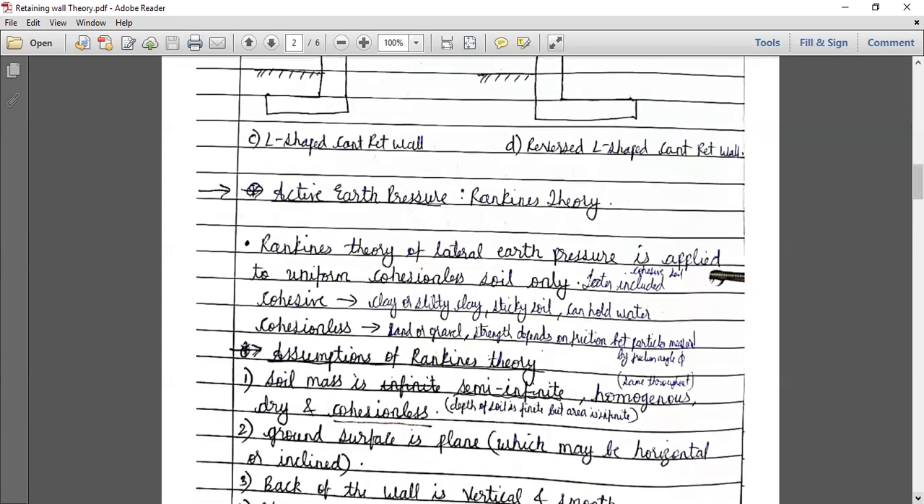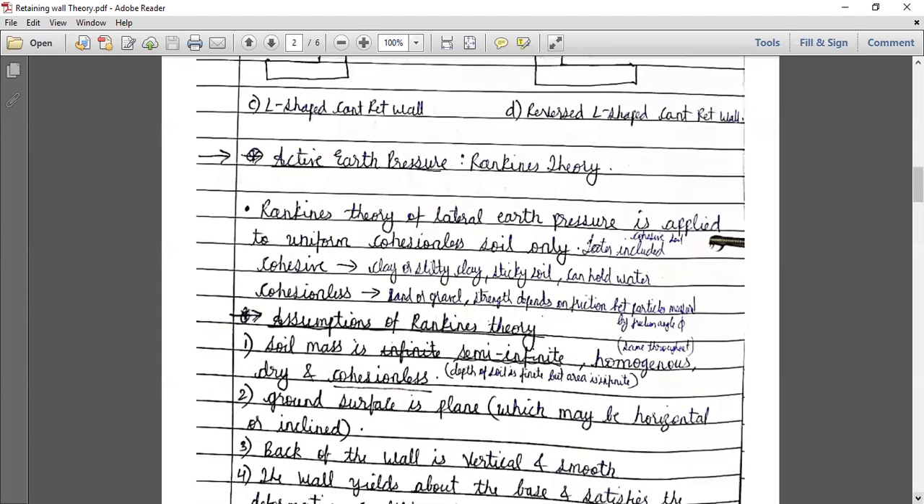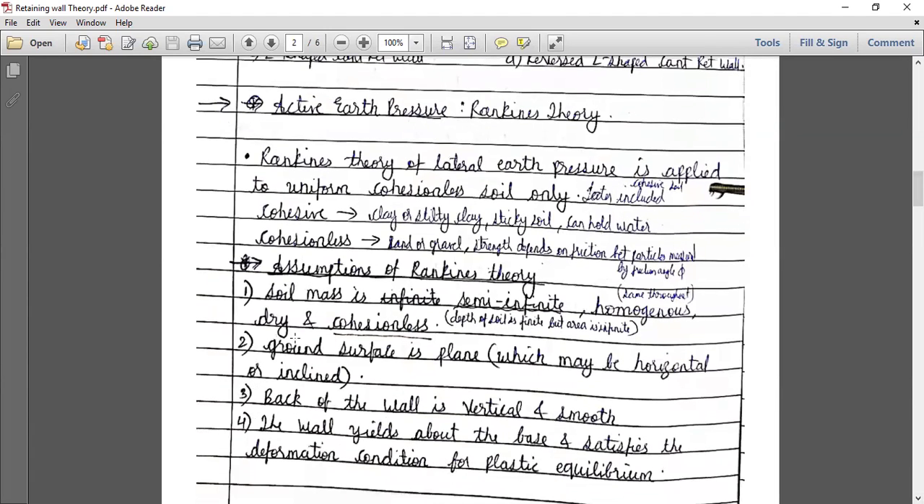Now let us understand the assumptions of Rankine's theory. The first assumption is that the soil mass is semi-infinite, homogeneous, dry, and cohesionless. What do you mean by semi-infinite? Semi-infinite means the depth of the soil is finite, but the area is infinite. Homogeneous means it is the same throughout. We have already seen what cohesionless is. So this was the first assumption.